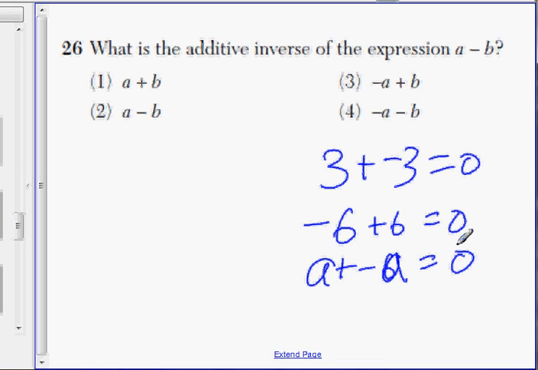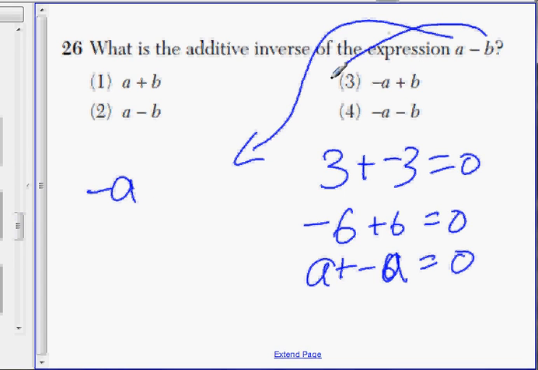So if a minus b, what is the additive inverse? What can I add to it to get 0? Or another way you can think about it is, what is the inverse or opposite of a? Well, that's going to be negative a. What is the opposite of negative b? Well, that's going to be positive b.